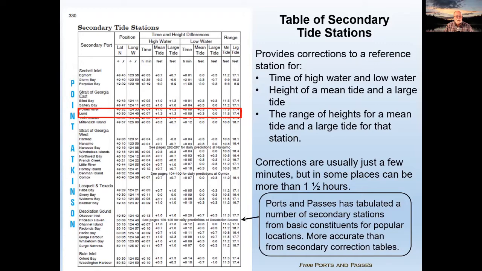For low water, it occurs 9 minutes later than Point Atkinson, and the height of low water on a mean tide is 0.3 feet higher than Point Atkinson, and on a large tide, low water will be at the same height. So now we can go and take our information and put it into a table. These worksheets, these tables, are provided in Ports and Passes, and also they're available on the Ports and Passes website.